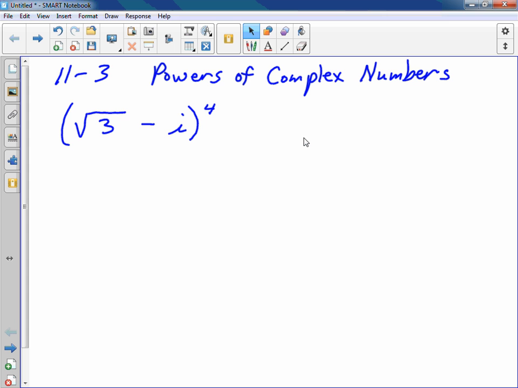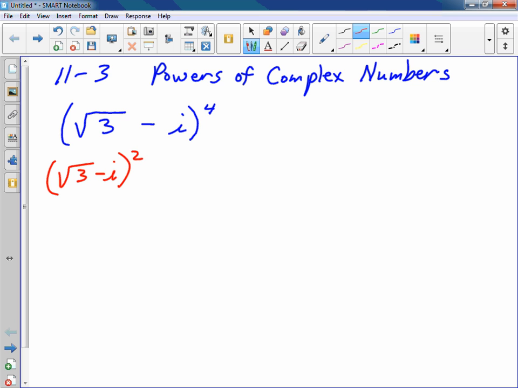To start with, though, let's go square root of 3 minus i squared, I think is a little better way to approach this, which would give us the square root of 3 minus i times, of course, quantity square root of 3 minus i. So far, so good. And then let's go ahead and FOIL that out.